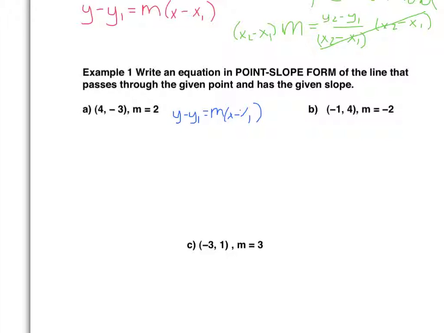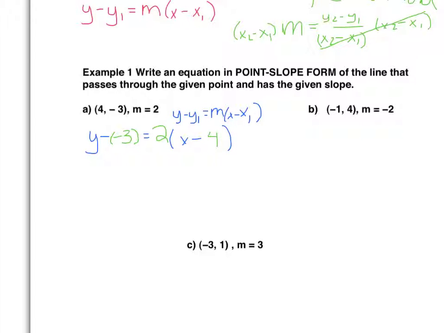Okay, now what we do here is we take the given values that we have and we plug them in. So first I need my y1. The only y that I'm given is right here. It's -3. So when I go to plug this in, it's going to be y minus, and then I plug in -3. Okay, and then I write equals m is given here as 2 times the quantity x minus my x that's given is 4.